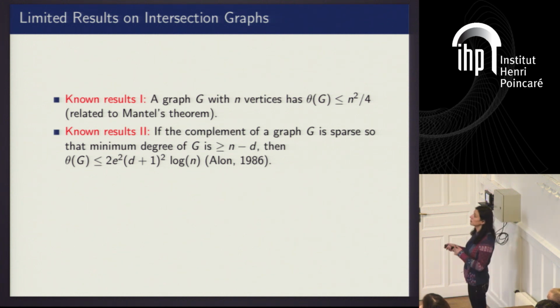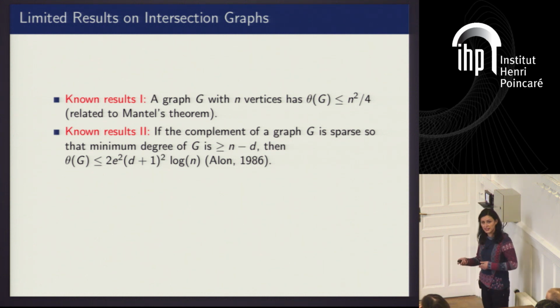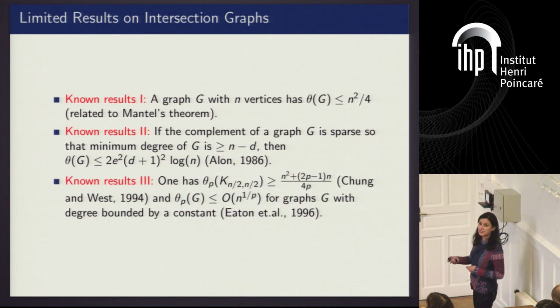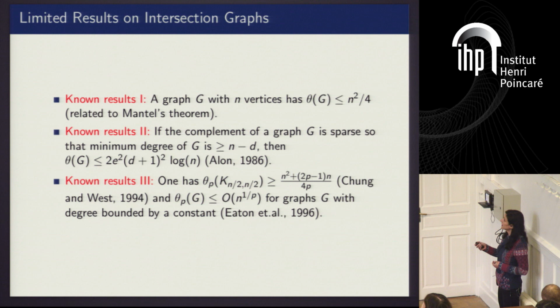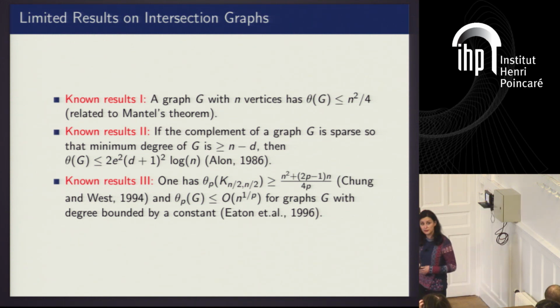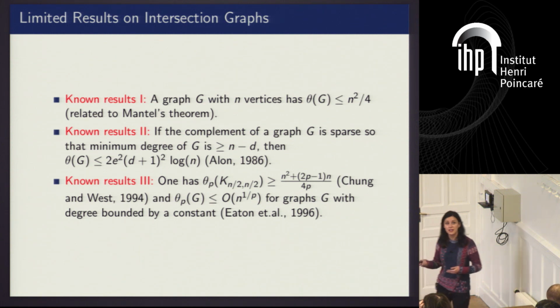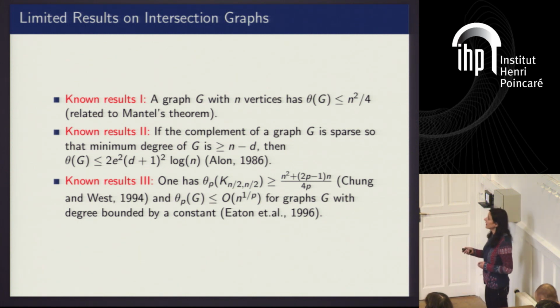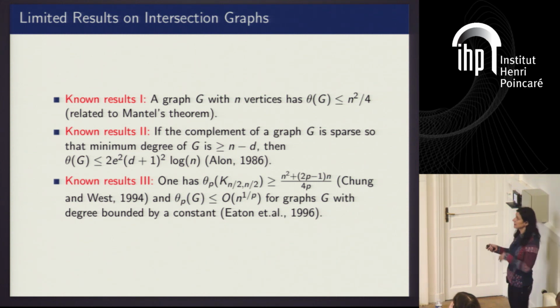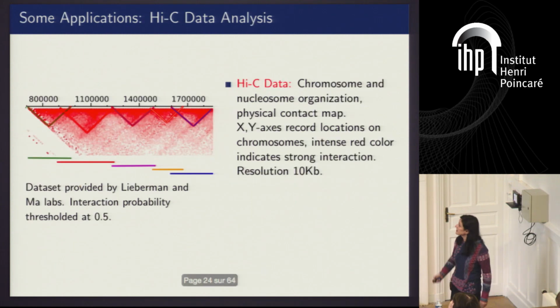You can show that if the graph is sparse, if its complement is sparse, or if there are some restrictions on the maximum degree of the graph, you can find bounds on the intersection number. And you can also show which graphs are extremal in terms of using the largest number of features to explain the graph. This is work by Fan Chung from the 1990s and Nancy Eaton from 1996.